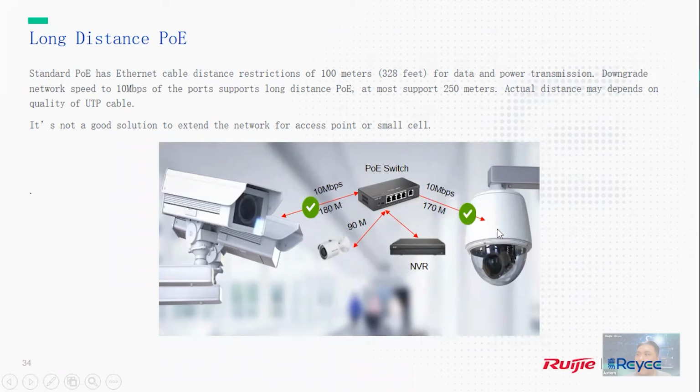It's sufficient to cover an HD camera, even the 4 megapixel camera nowadays, because they are using compression technology, so they do not require much bandwidth between the camera and the switch. So 10 meg is already sufficient for a 4 megapixel camera, right? We support long distance PoE.